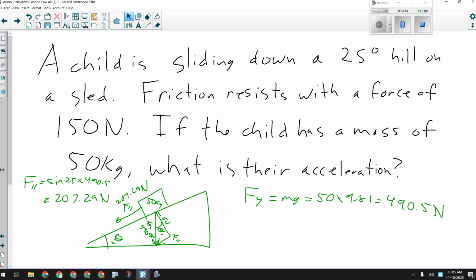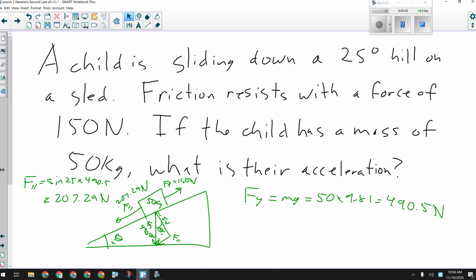Which way should I draw friction? Down or no, back? Back, yeah. Friction always resists. It says resists in there. If the child is sliding down the ramp, friction has to act up the ramp. Friction is always going to oppose. So I would draw friction this way, and I just label it FF, 150 newtons. I think I've got all the forces that matter. I didn't calculate normal force, but I don't need it.